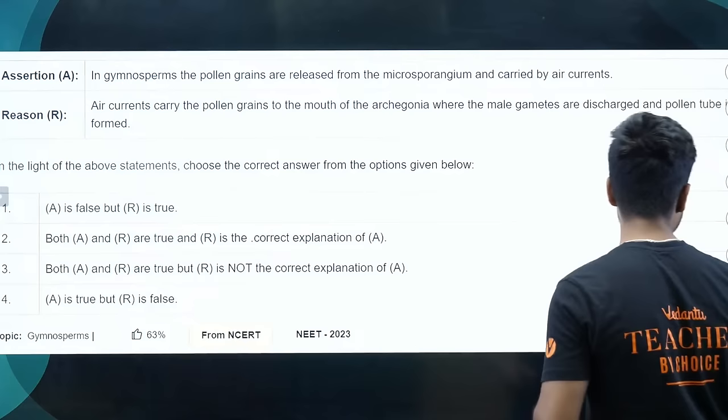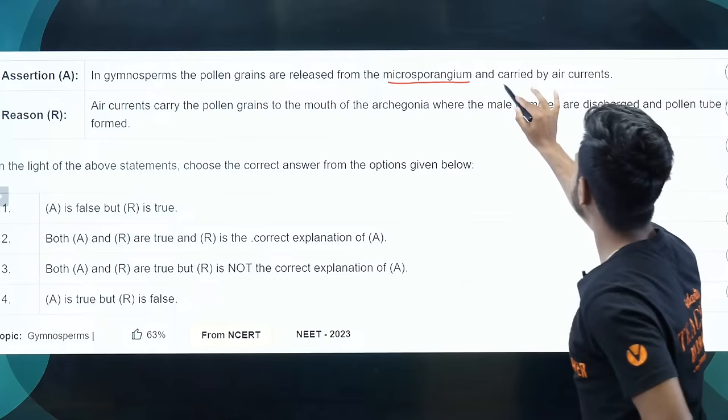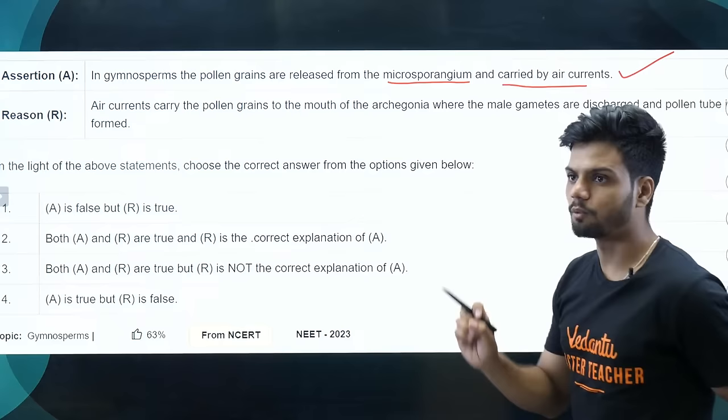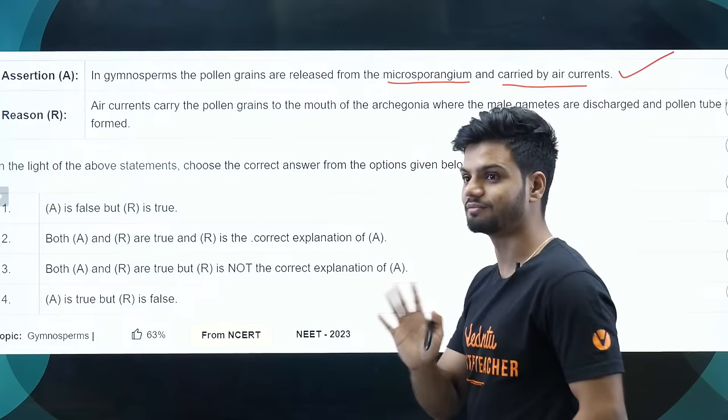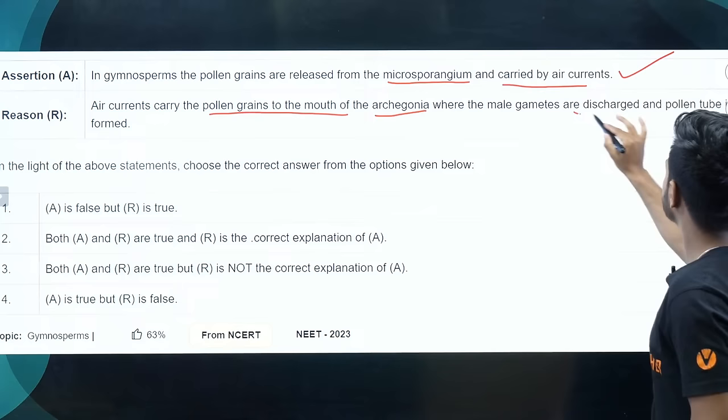Next question, all of you. In gymnosperms, the pollen grains are released from the microsporangium and carried by air current. Assertion is here. Now, what is the reason here? Air current carries the pollen grains to the mouth of the archegonia, where the male gametes are discharged and pollen tube is not formed. Tell me in the chat.